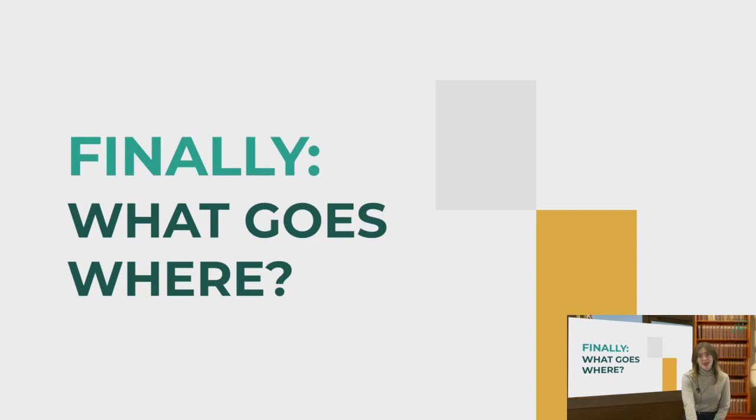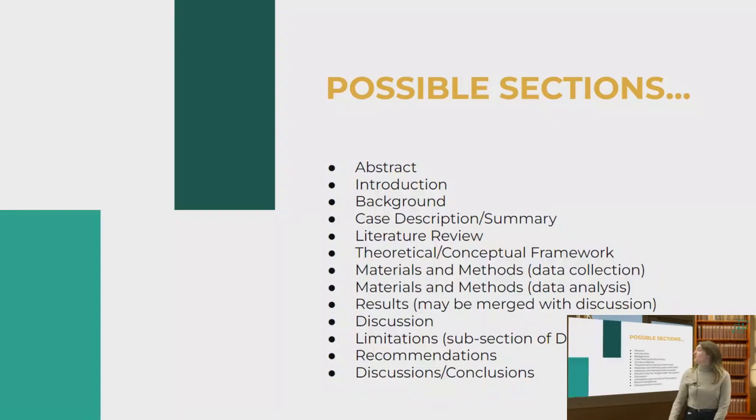So with academic writing, we are looking at very specific structure. We have lots of possible sections. Maybe you need an abstract. Maybe you need a case description. Maybe you need a literature review. Maybe you need a limitation section. There's a lot of things that can go into an academic text.